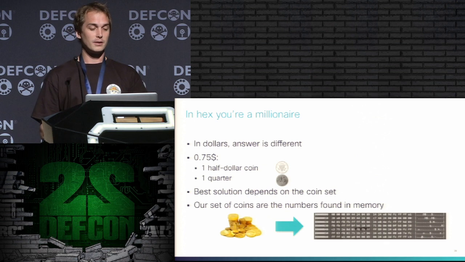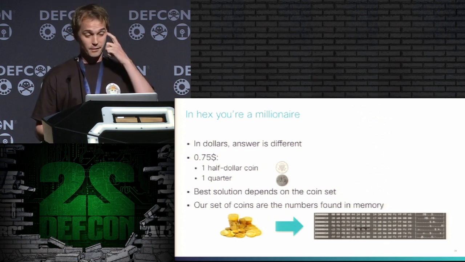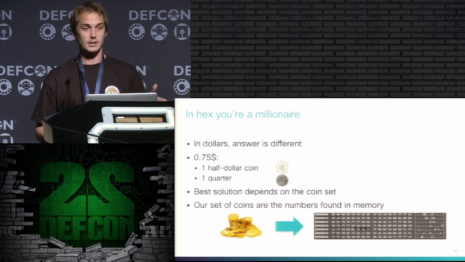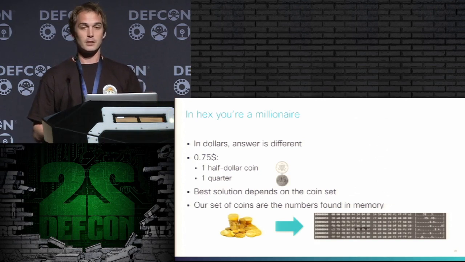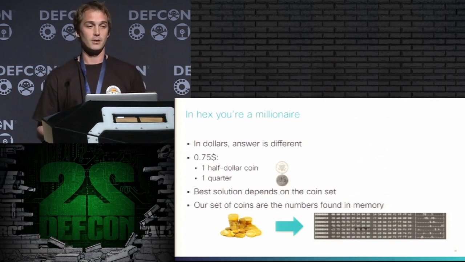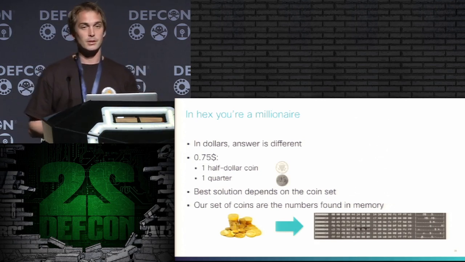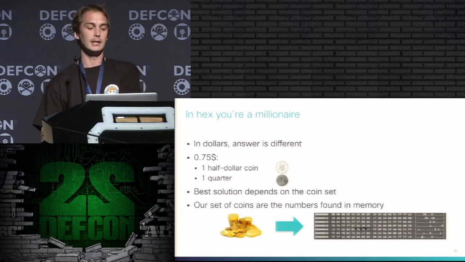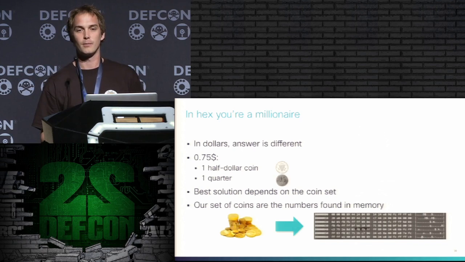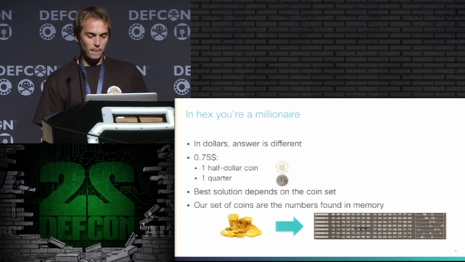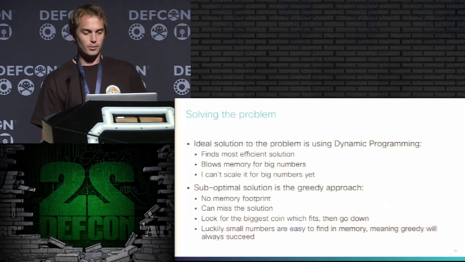If you look at this problem in dollars, the answer is different. Same thing, 75 cents. In the US, you'd give a 50-cent piece and a quarter. So the solution depends on your coin set, and so it depends on the numbers you found in memory. Solving the problem for a human or a cashier is pretty simple. Solving it for a computer is a bit more difficult.